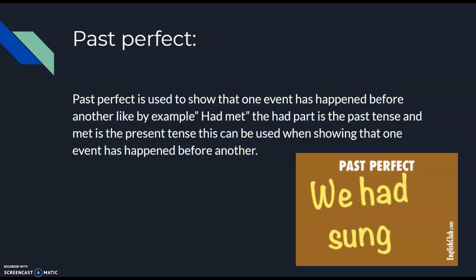Past perfect. Past perfect is used to show that one event has happened before another. For example, had met. The had part is the past tense, and the met is the present tense in the sentence. This can be used when showing that one event has happened before another, and like I said in the definitions, they can both be happening in the past, or one action happened in the past and one in the present. And this also doesn't have to be just two actions.